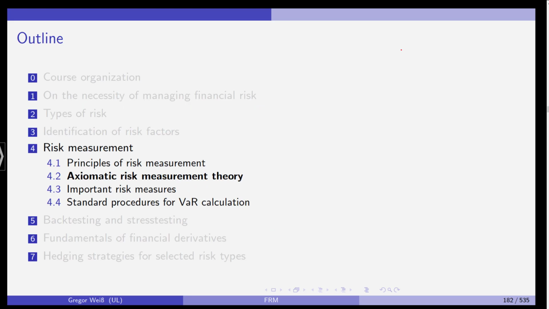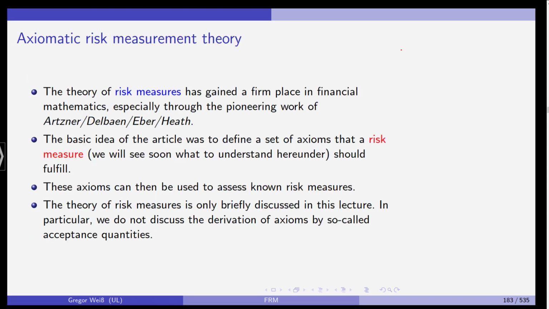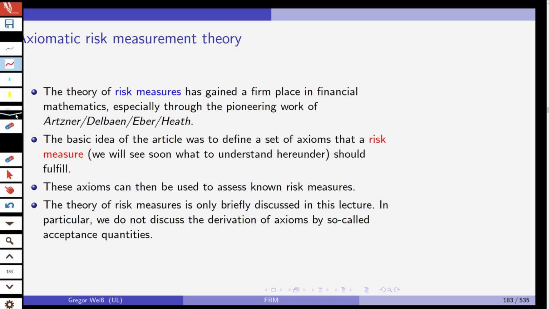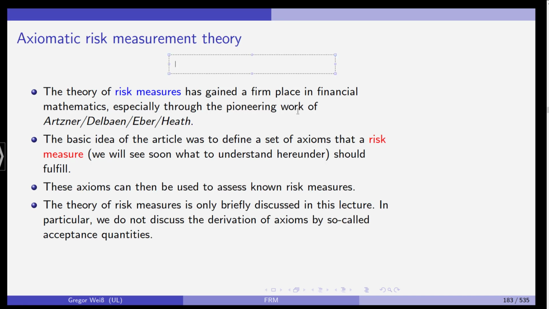It's actually the part of mathematical finance that looks at risk measurement from a very mathematical point of view. And this is chapter 4.2. So let's have a look at axiomatic risk measurement theory. Now, this is all due to one paper by Artzner, Delbaen, Eber, and Heath. It's called Coherent Measures of Risk, and it was published in, I think, 1999 in Mathematical Finance.